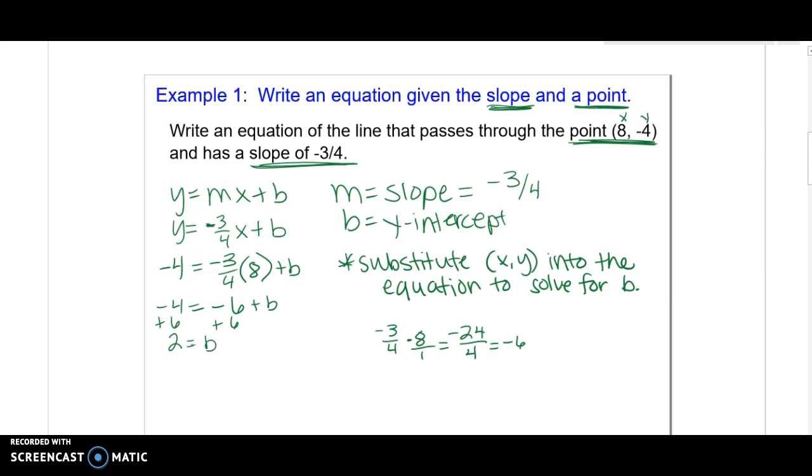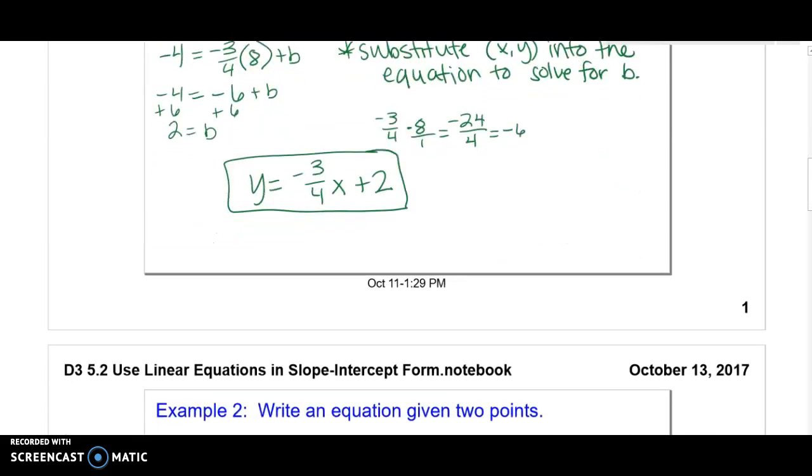So now we have our b value, which is our y-intercept of 2. Using this information that we have now, we can go ahead and write our final equation that it's asking for. So we have y equals -3/4 x plus 2. That would be your final answer. So here, the main thing, the new part of this is using that x, y coordinate to solve for b. And that is a skill that you will definitely need today.